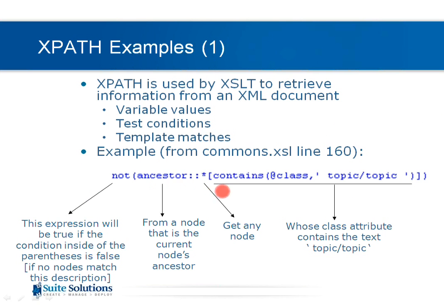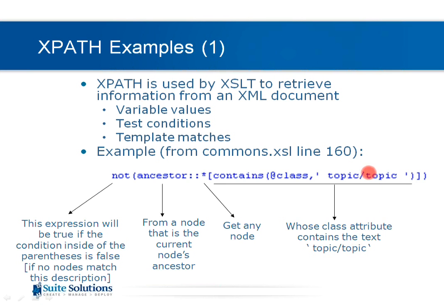Okay. So sometimes it's helpful to start from the beginning, right? So let's start from here. The star means get any node, if you remember from the previous chart. And here it says contains class topic topic. So get me any node whose class attribute contains the text topic topic. So basically saying in English, get me a topic, right?